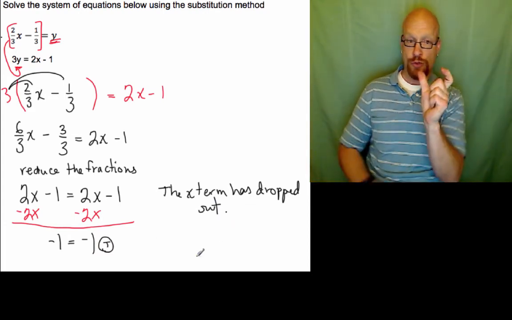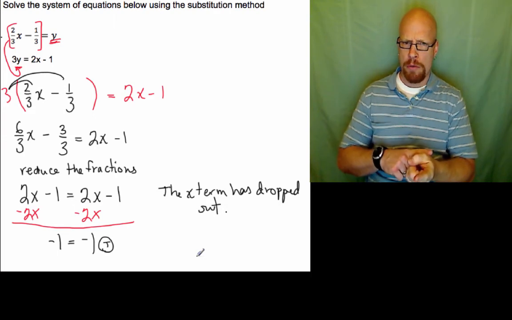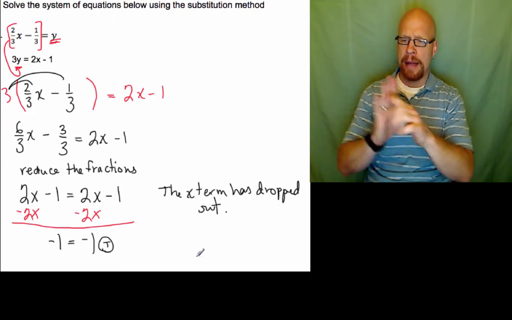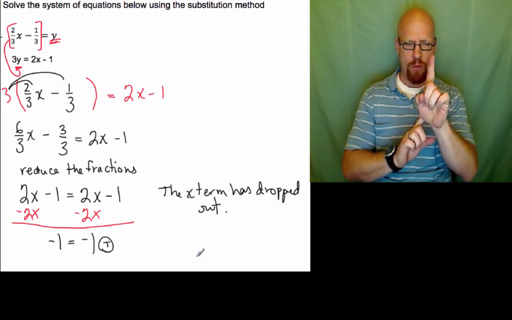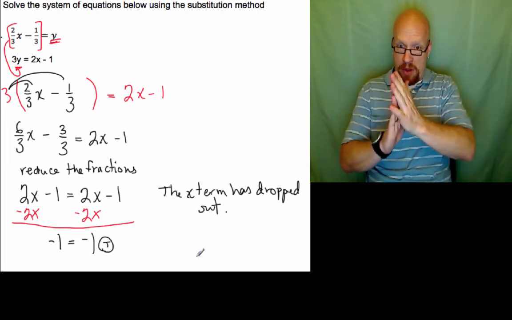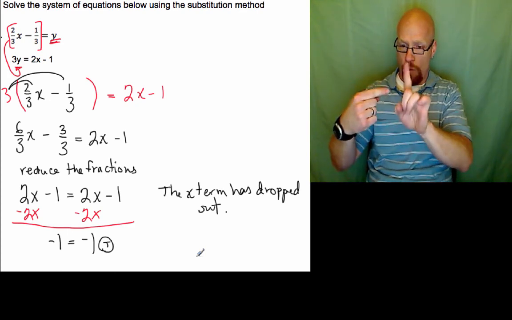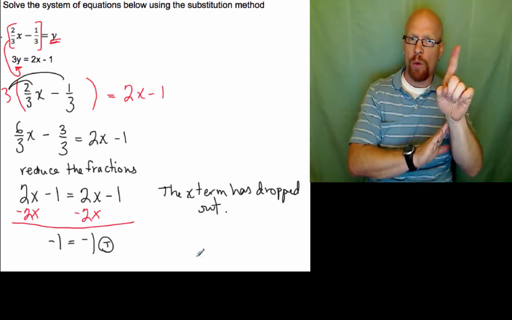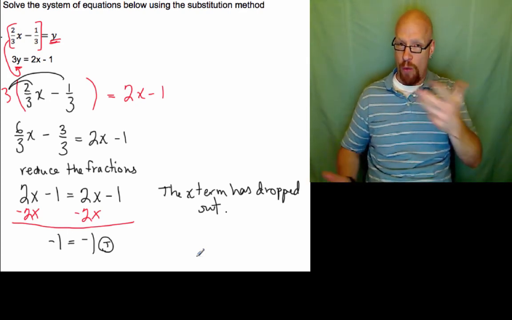Okay, now the x term, as we had, dropped out of our solution. So we have -1 equals -1. Now this statement is true. It's impossible for that to become false. -1 will always and forever equal -1.